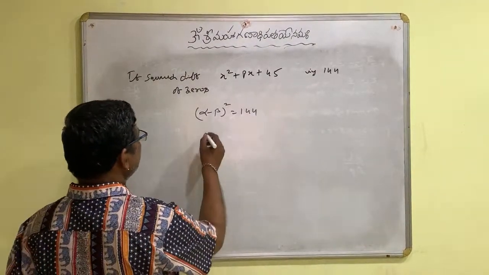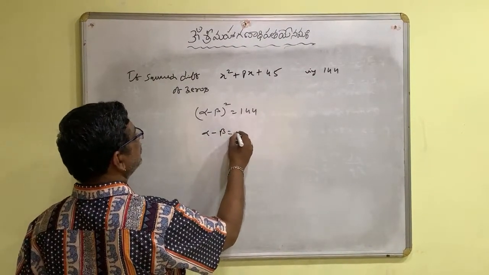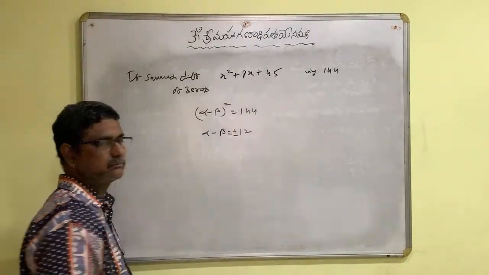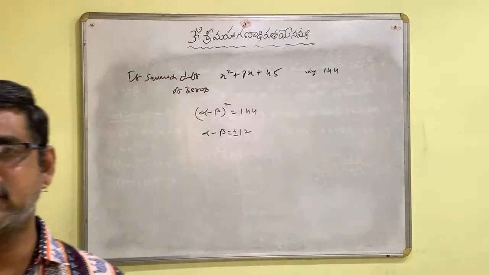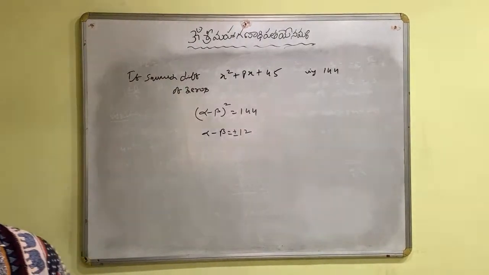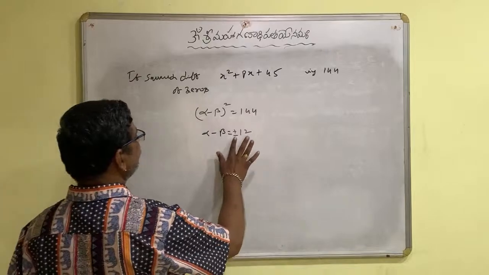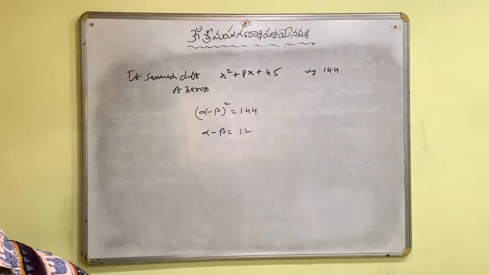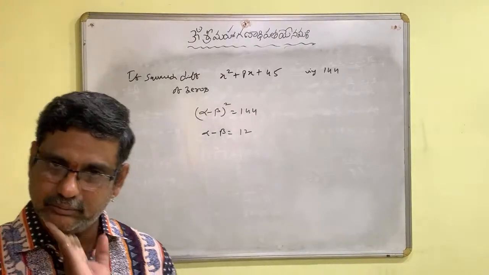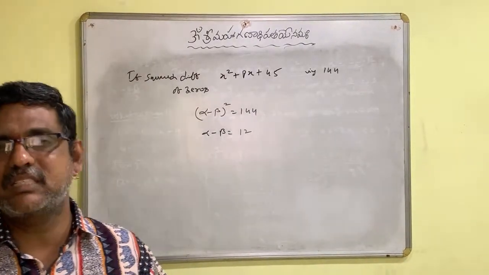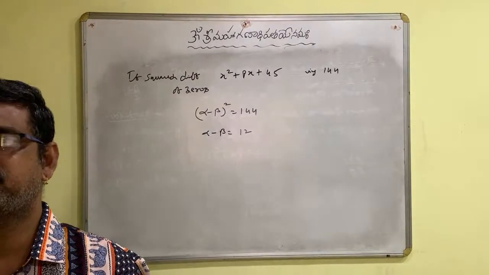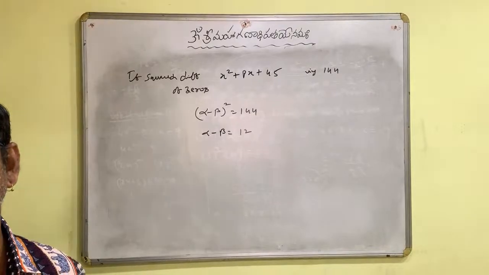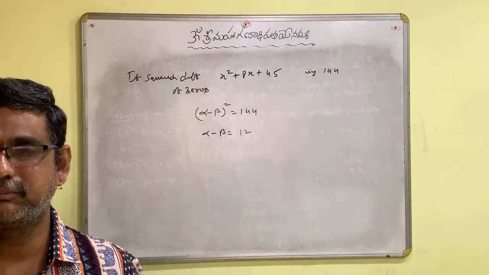Then what is alpha minus beta? 12. Actually plus or minus 12. Since we are dealing with quadratic polynomials, let us consider only positive 12 for today. Alpha minus beta is positive 12. Okay?